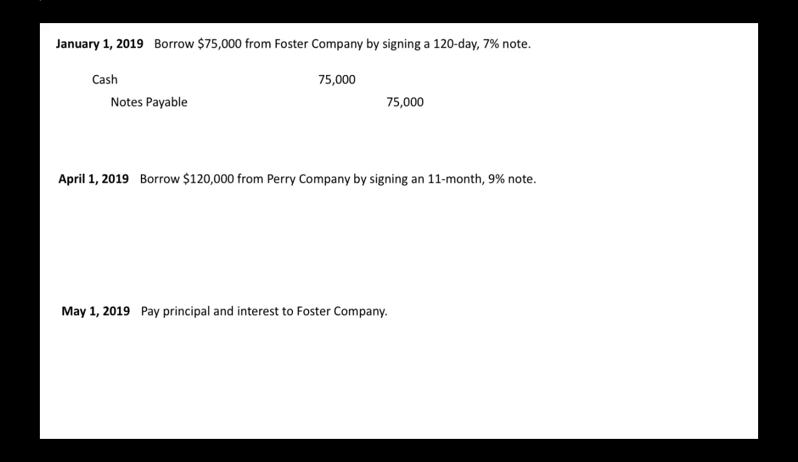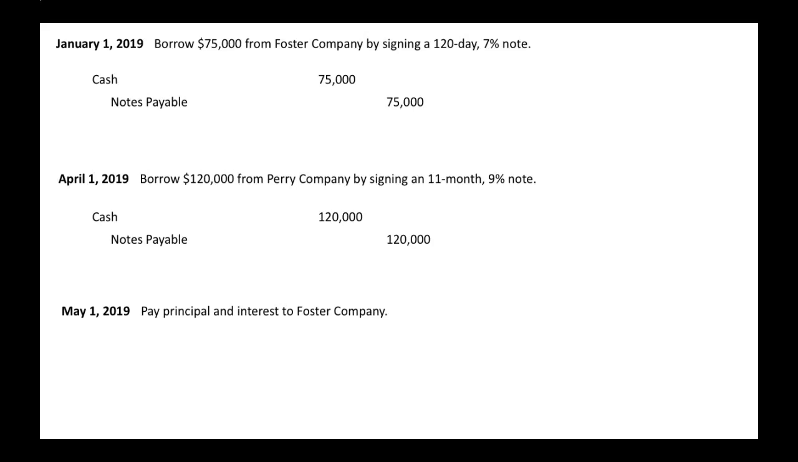Now on April 1st, we borrowed $120,000 from Perry Company by signing an 11-month 9% note. So the numbers changed here, but the idea stayed the same, right? We got cash on a note. So we debit cash and we credit our notes payable. And for how much? The face value of that note, the $120,000.